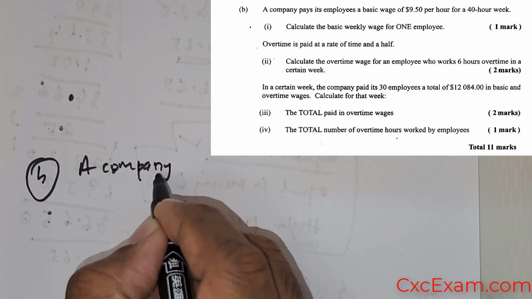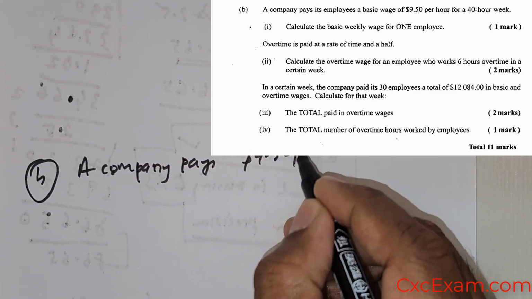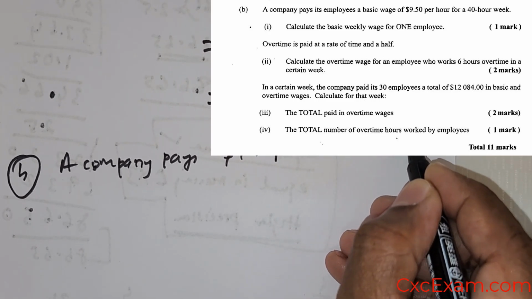A company pays 9.50 an hour for a 40-hour week.